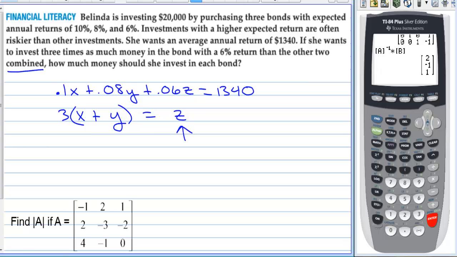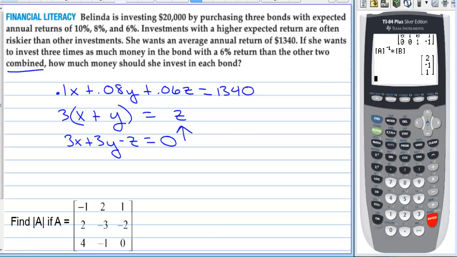When it's a multiple of 1, I set them equal to each other and go, okay, how can I actually make them equal? Because they're not. Well, if we want this equation in the same form as the first, we have 3x plus 3y minus z equals 0. So now the first and second equations are similar in nature. So I can plug them into a matrix.